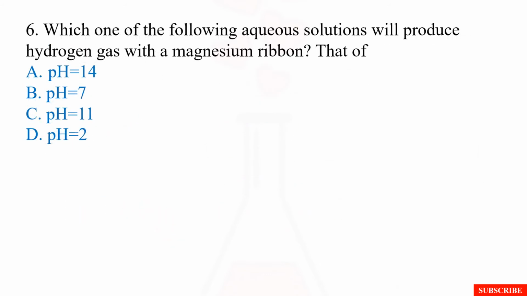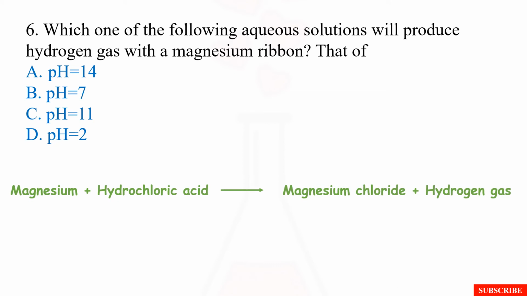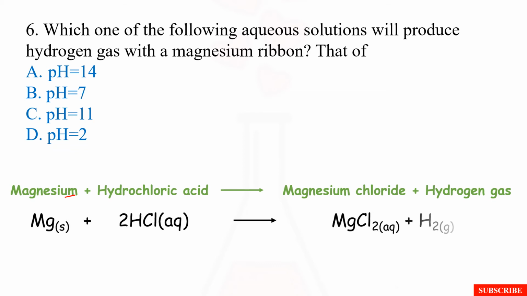Question 6. Which one of the following aqueous solutions will produce hydrogen gas with a magnesium ribbon? They have given us pH values and they want us to identify which of these can produce hydrogen gas. However, we should know some chemical properties of dilute acids with metals. For example, magnesium can react with hydrochloric acid to form magnesium chloride and hydrogen gas, because magnesium is higher than hydrogen in the reactivity series. So this gives us a hint that acids or solutions with a pH value that is less than 7 can easily give hydrogen gas.